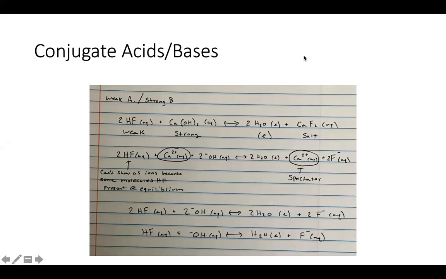Yes, strong bases have hydroxide. That was to a question in the chat.